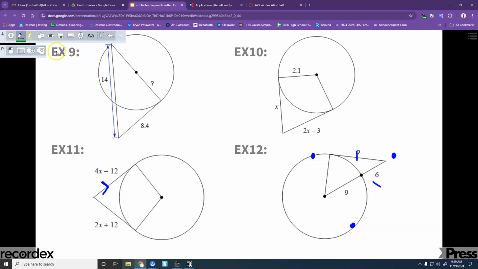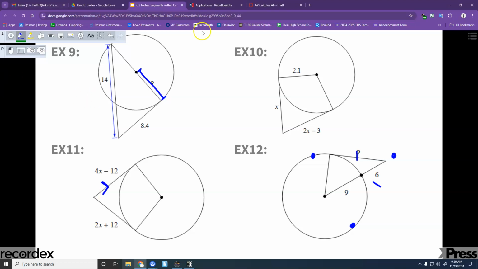So for number 9, we have a big triangle drawn, and they are asking us for this piece right here. That's what we're trying to find. However, we're probably not going to be able to find just that piece. We probably need the whole line there, and then what could we do? If we found that whole line right there, what could we do with it to find this piece? Just divide by 2, because that's a radius, right? If we find the diameter, we just have to divide by 2 to get the radius.